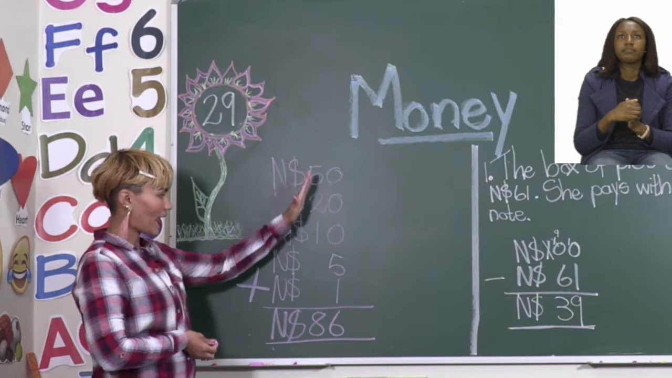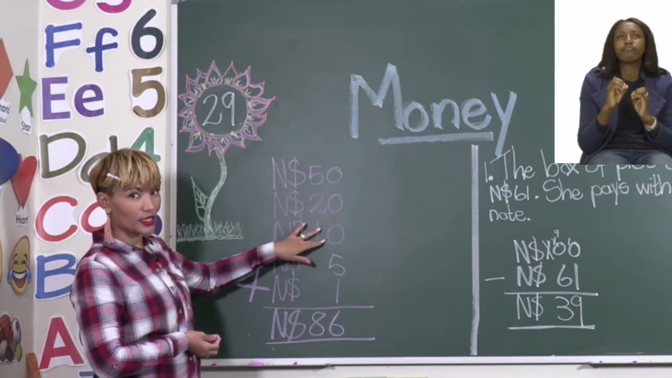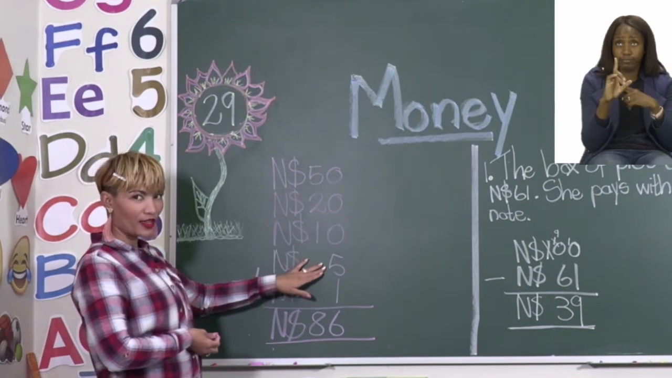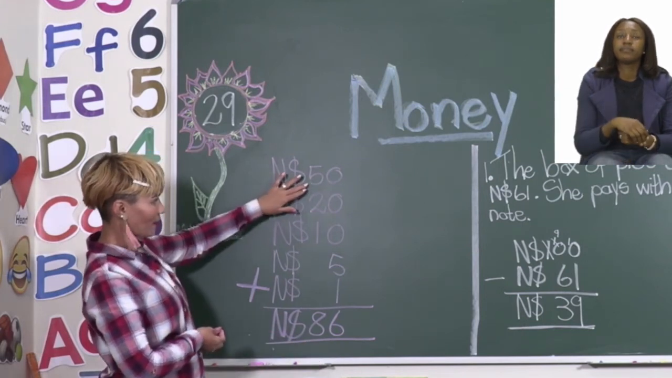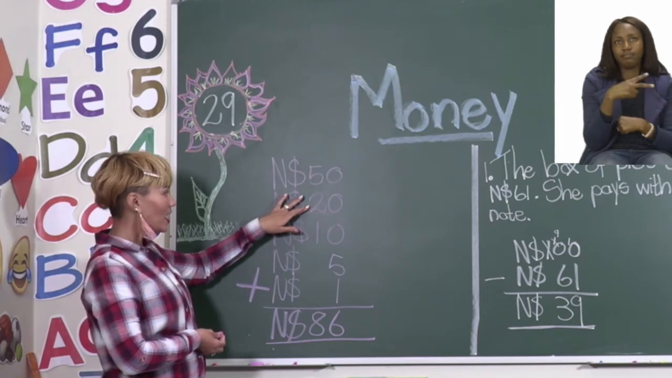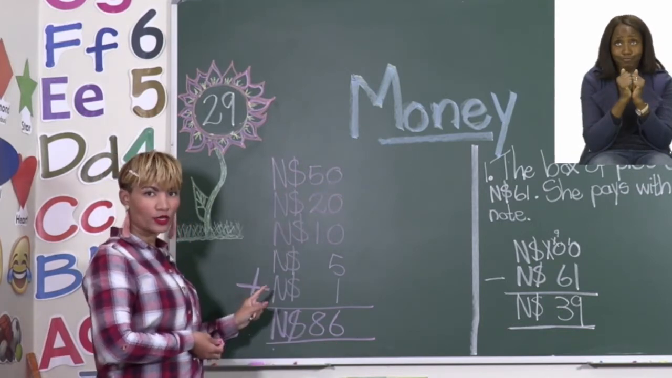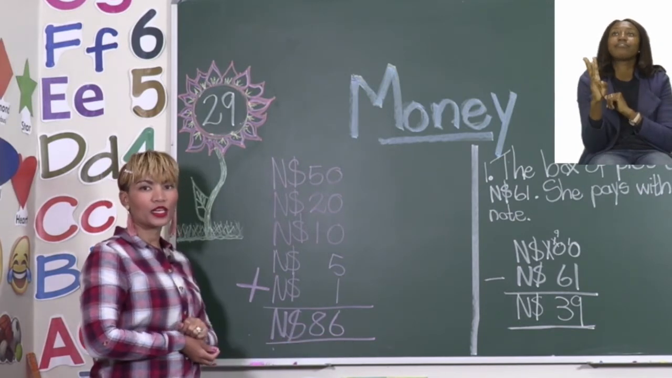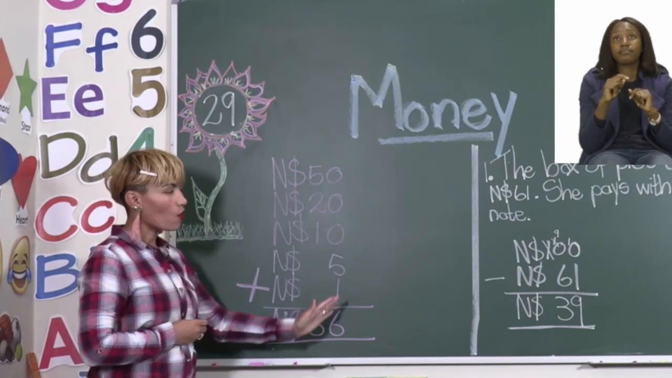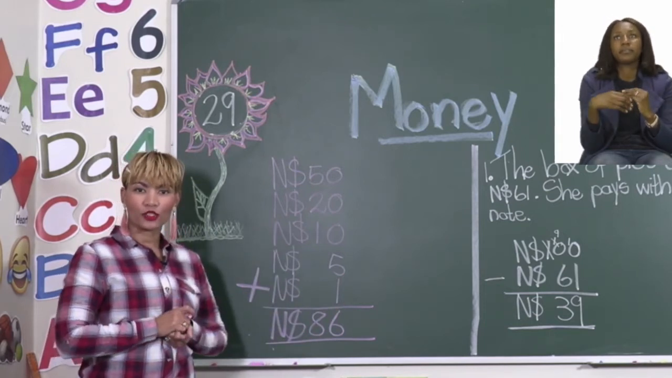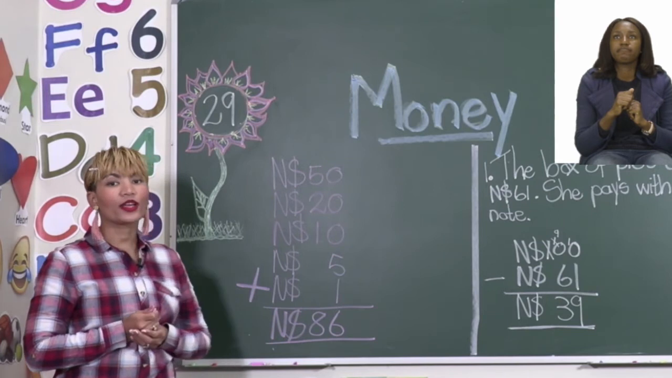Okay, now we have to add them all together. So 0 plus 0 plus 0 is equal to 0. Then we add 5, and 5 plus 1 equals 6. Okay, then we take 5 plus 2 is 7, and 7 plus 1 gives you 8. So our total for the first block will then be 86 Namibian dollars. Okay, so that means you can now also go ahead and add up all the values like this to add your money together.